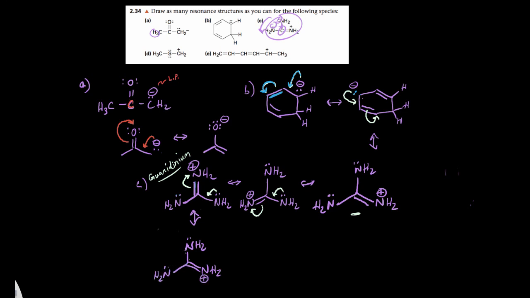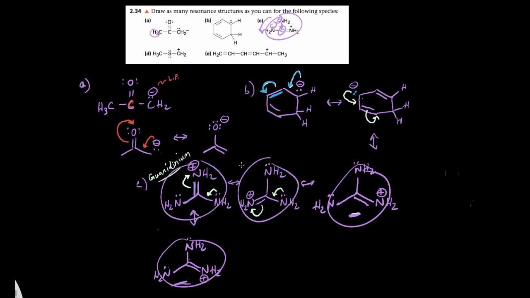So notice that this is the same as this, which indicates that there's no particular order that you have to go in. We just described the 3 resonance structures. So this and this are the same thing. So there are 3: 1, 2, and this is the same, so we'll call that 3.